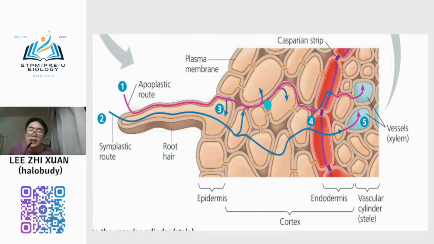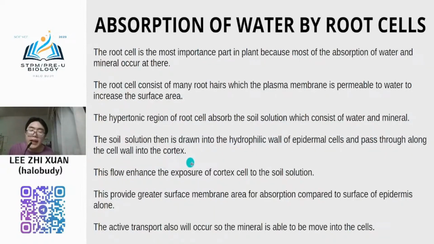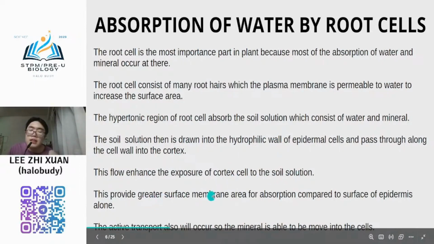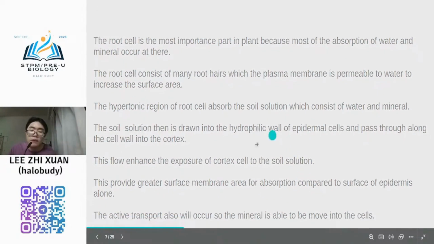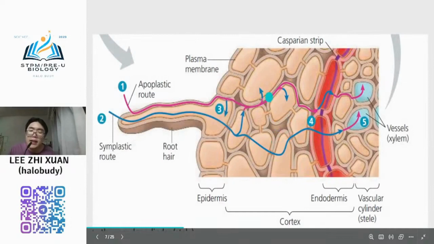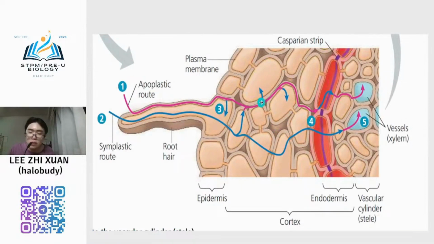So why does it contain many cortex cells here? Why not have the epidermis directly enter the xylem vessel? Because it needs to enhance the exposure of the cortex cells to the soil solution and provide a greater surface membrane area for absorption. So if there is this cortex, it can increase the surface area too, so that more water molecules can be accumulated here and then pass through into the xylem vessel.